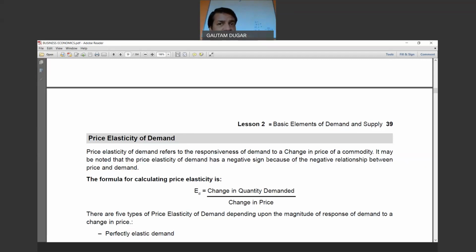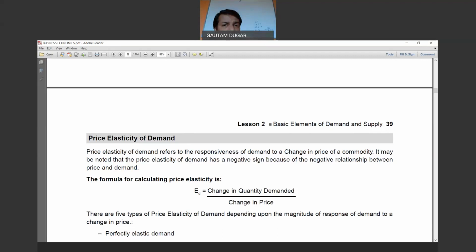However, some closer examples can be life-saving medicines, and to some extent salt. Without salt or without life-saving medicines, we cannot go ahead. So in those cases, we can have perfectly inelastic demand.